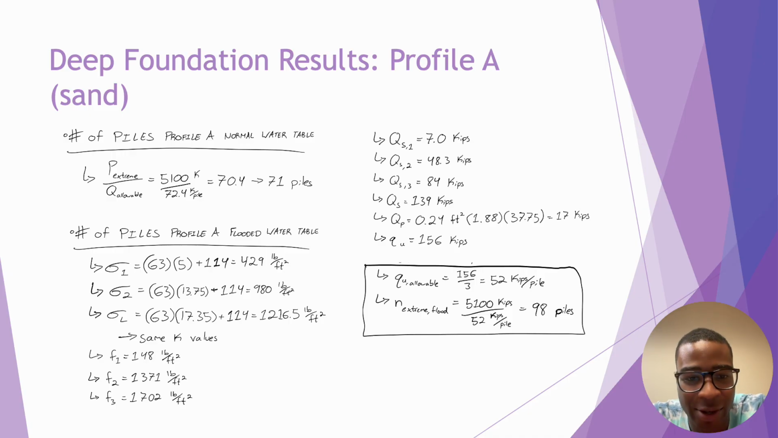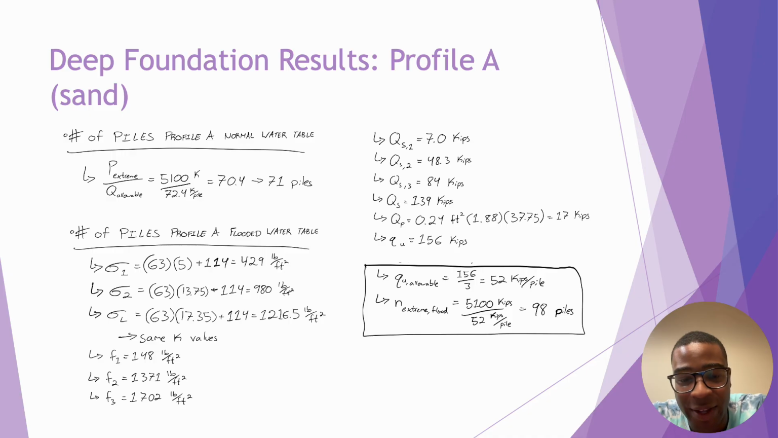We calculate our effective stress in each single layer, and then we use the same K values as before to get our F1, F2, and F3 for each segment. We get our sand frictions, plug those values in to get the sand frictions at each segment, sum that all up, add it with the point load, and then we get a Q ultimate of 156 kips.